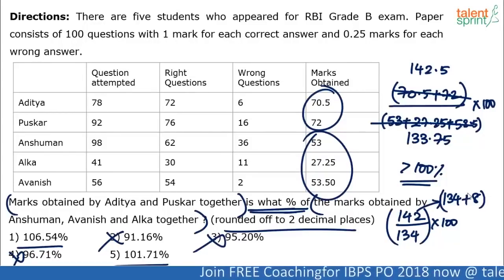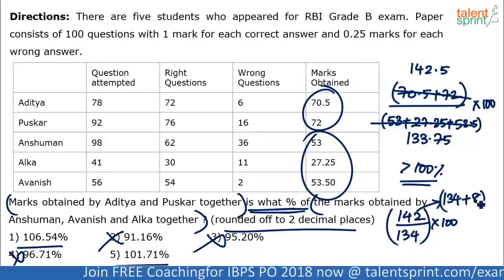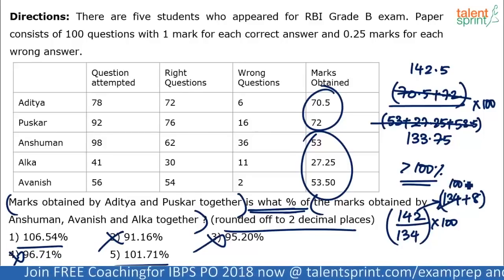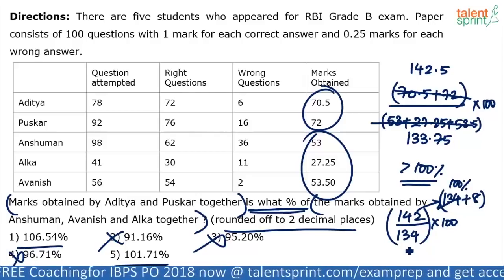Why is it 134 plus 8? Why not 140 plus 2 or 130 plus 12? Because the denominator is 134. So this way what happens? I can now break it as 134 by 134 plus 8 by 134. So 134 by 134 is 100%. This is 100%. What more? 8 more. 8 is what percentage of 134?